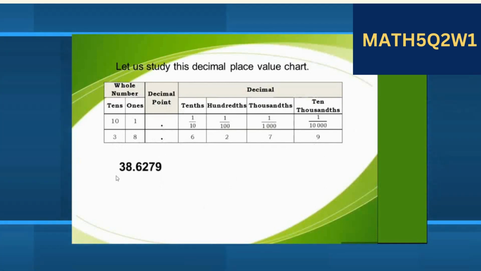This time, let's have this decimal number. So we have 38 and 6,279 10 thousandths. Let's now identify the place value of each decimal number. Let's start with digit 6. What do you think is the place value of digit 6? Yes, you're right. The place value of digit 6 is tenths. How about digit 2?